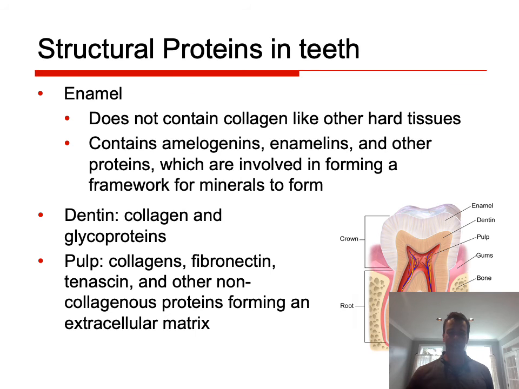The dentin piece contains collagen and glycoproteins, whereas the pulp contains collagens, fibronectin, and other non-collagenous proteins forming this extracellular matrix. So these are some of the structural proteins you find in teeth.